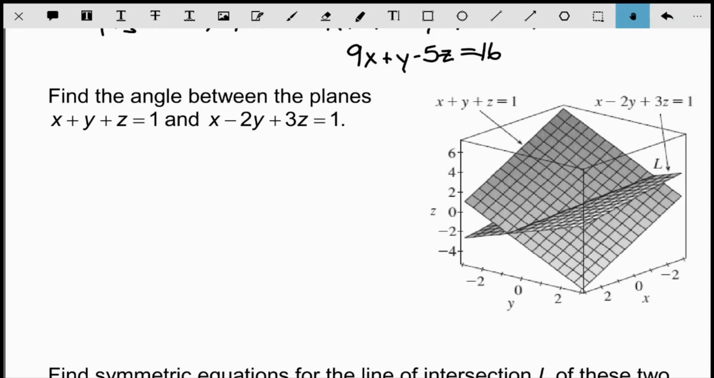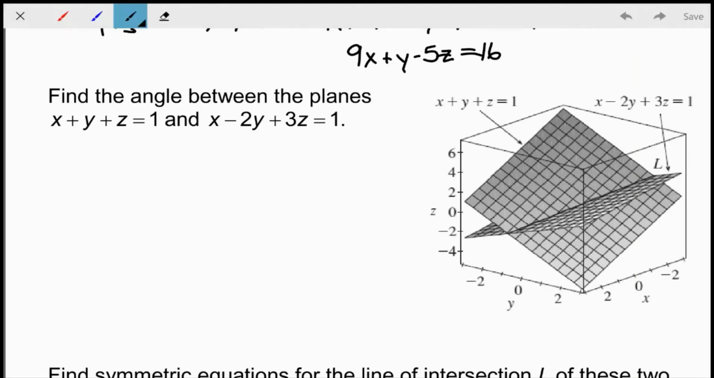Now, I've got a static figure here, so you can't really manipulate it. But remember, we can go into GeoGebra 3D, and if you want, you could graph these planes, and then you can spin the thing around and get a good feel for this. But if we want to find the angle between the planes, we can use the normal vectors to each of the planes, because the angle between the normal vectors is going to be the same as the angle between the planes.